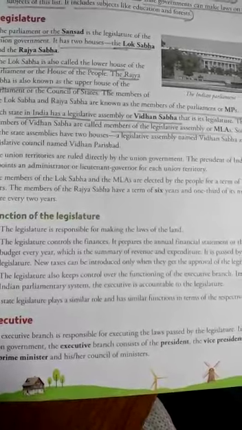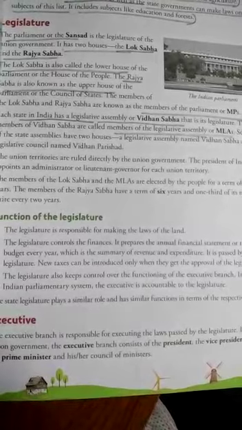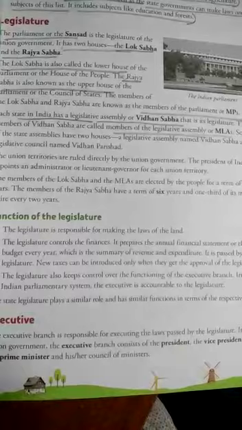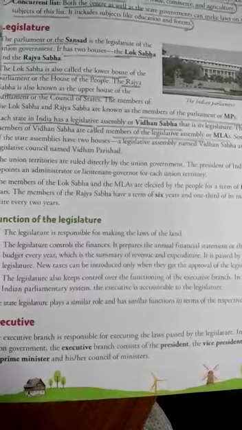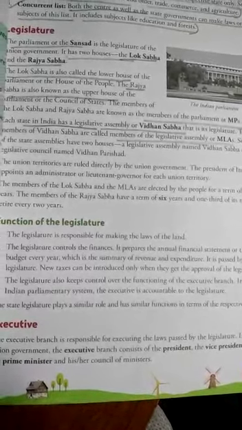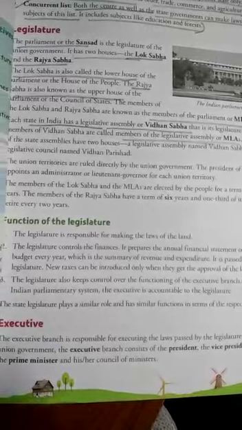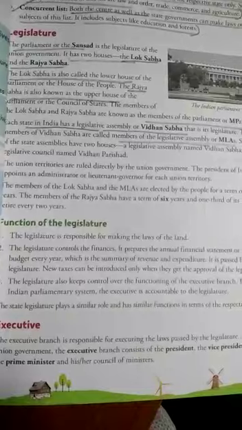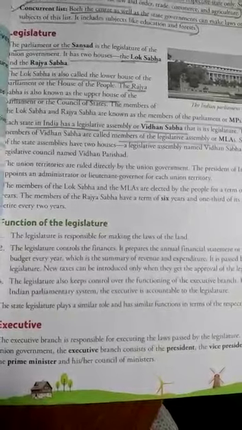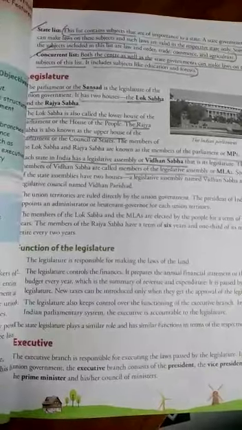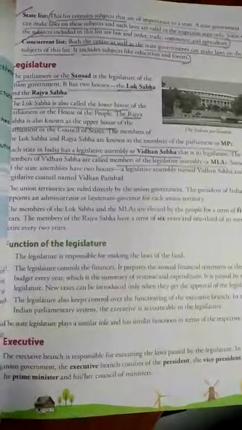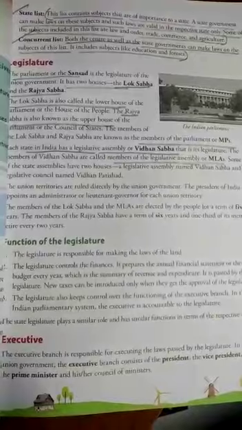Okay, so every year they prepare the annual budget, and then the budget is passed in the legislature. Students, you must keep in your mind that legislature also keeps control over the functioning of the executive branch. Okay, so the executive branch is accountable to the legislature only. And in a similar way, the state legislative assembly also functions in a similar way.